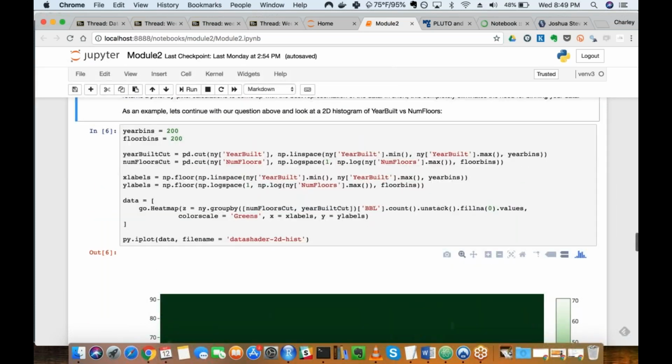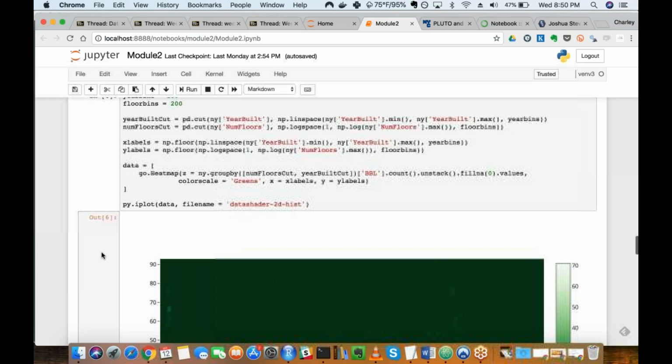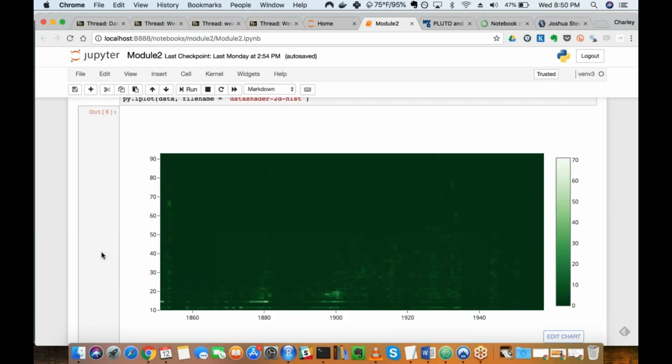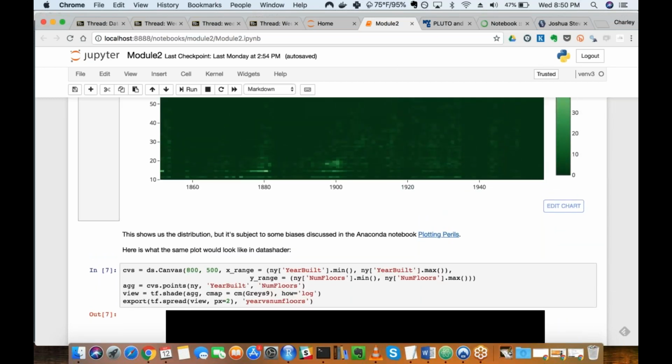So here, as an example, we're looking at year built versus number of floors. So the second question, this is a comparison that we could make, bringing it over from the first question. The more traditional way of dealing with this is simply using a 2D histogram. So here I'm creating a Plotly heat map that gives me information about this distribution, and it shows it, but it's subject to biases.